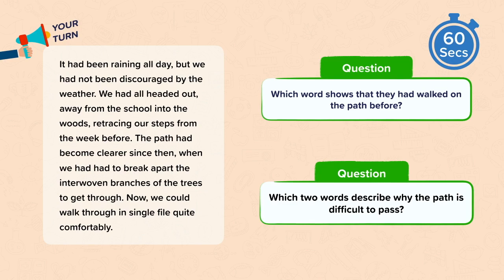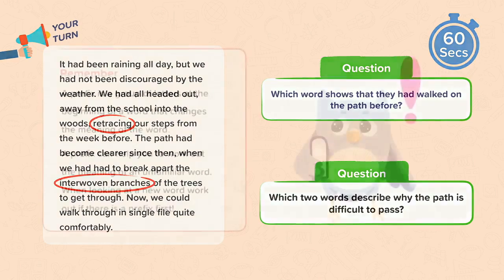So well done if for the first one you found the word retracing. Re means before, remember, so retracing means that they had traced the steps that they had done before. And which two words describe why the path was difficult to pass? And you should have selected interwoven branches. Very well done if you did.